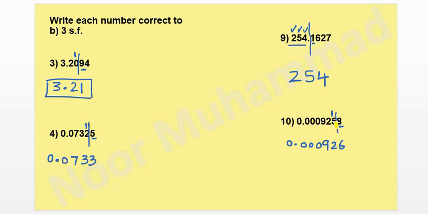Okay, so here now 9 is the first significant figure, 2 second, 5 third. So draw a line after the third significant figure. 8 says add one more, so 5 plus 1 will become 6. So this side is my answer.